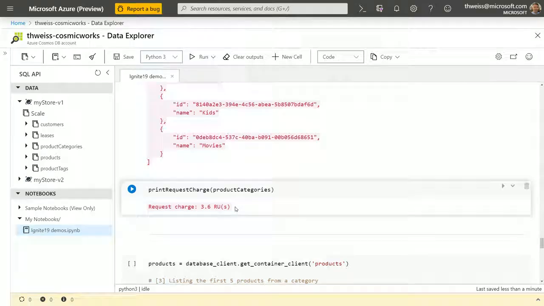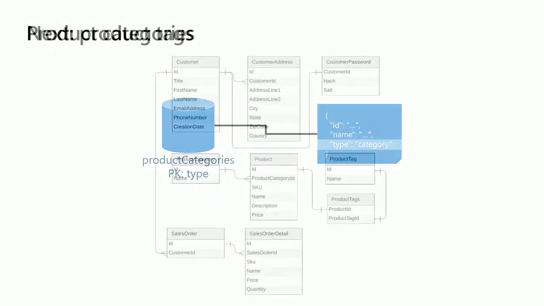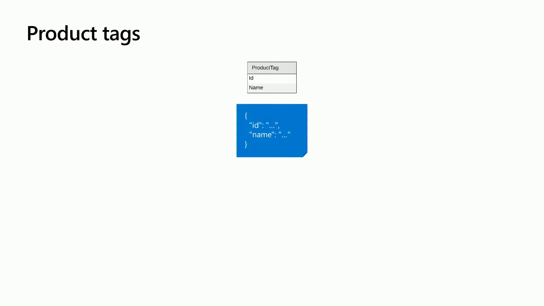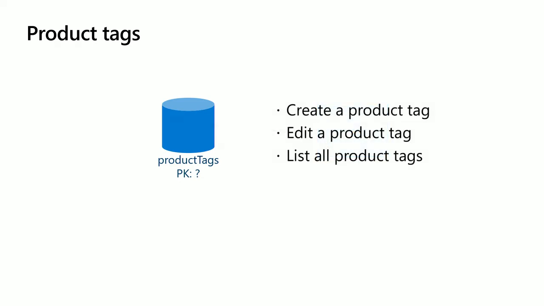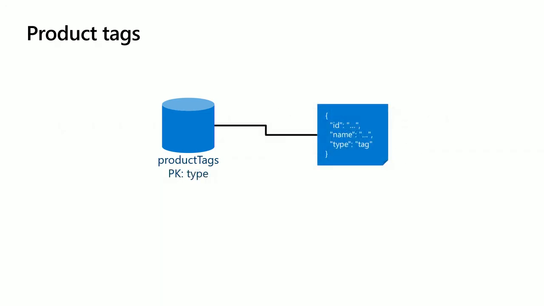I'm going to very quickly go over the tags because the tags is the very same story as the categories. I start by putting my properties in a JSON document. I will store that document in a new container, product tags, and looking at the different access patterns I need to fulfill with the tags is the very same as the categories, creating, editing, and listing all of them. So I'm going to use the exact same approach. I'm going to add another property to my tags, type tag.